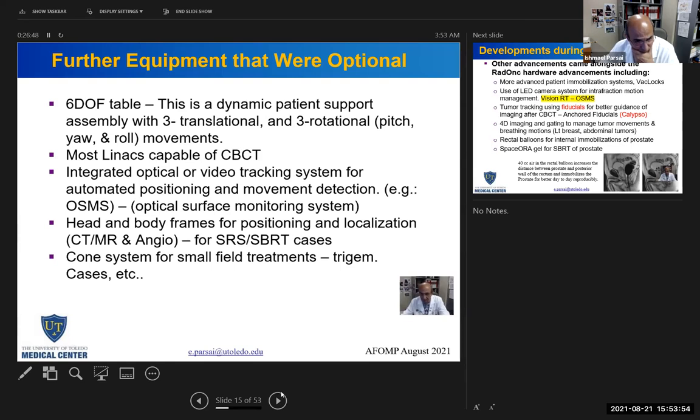Integration of optical or video tracking system for automated positioning and movement was a big thing. The companies such as OSMS is the one that is still around, and they use the camera system to look at patient surface, and by allowing a threshold, if a patient moves, then the beam is tripped and is stopped. Head and body frame for positioning and localization also plays a role in SRS and SBRT cases. And of course, the cone systems continue to be available, a bit more accurate because of our understanding of small field dosimetry. And at least here in our clinic, we use them still for treatment of trigeminal neuralgia and similar cases.